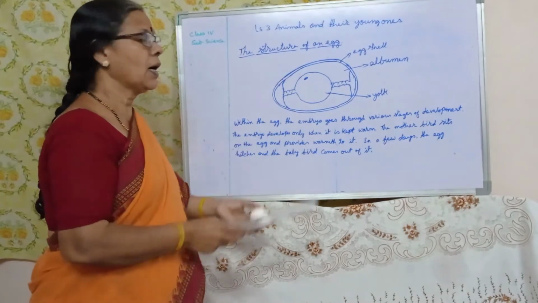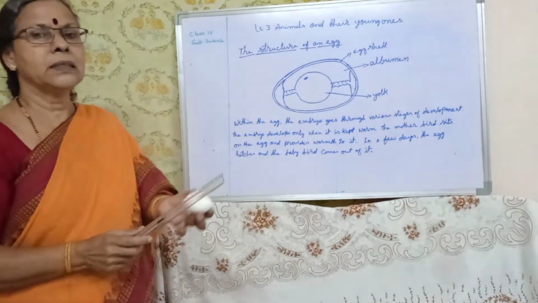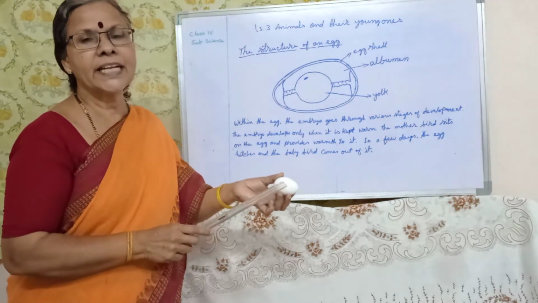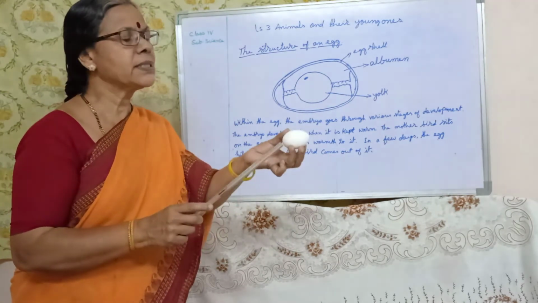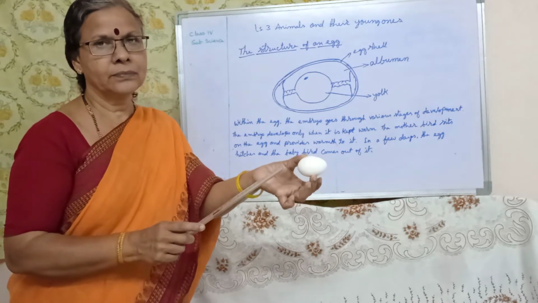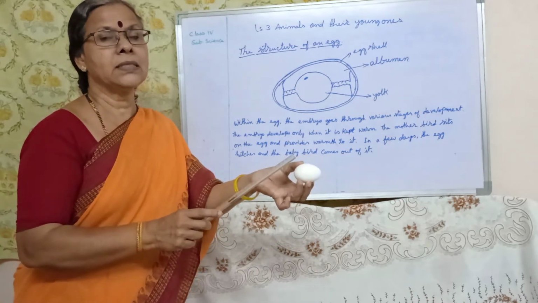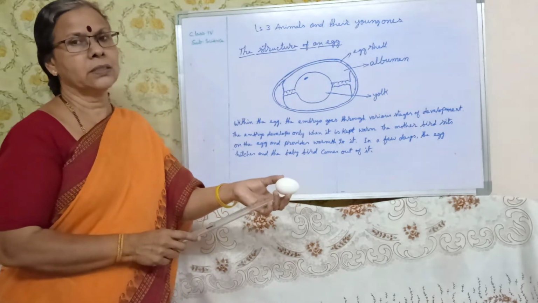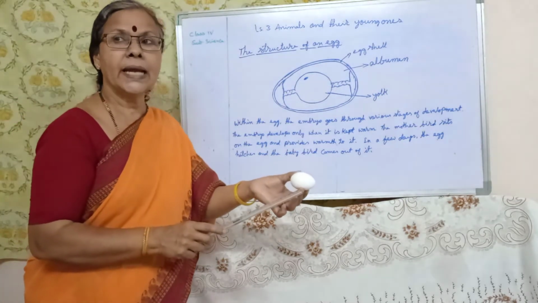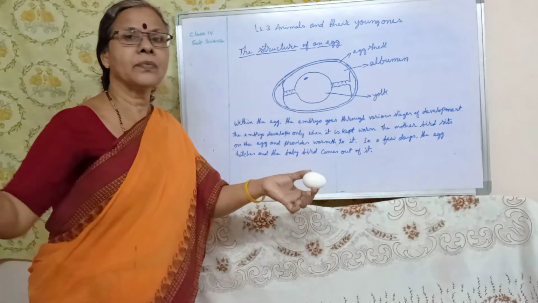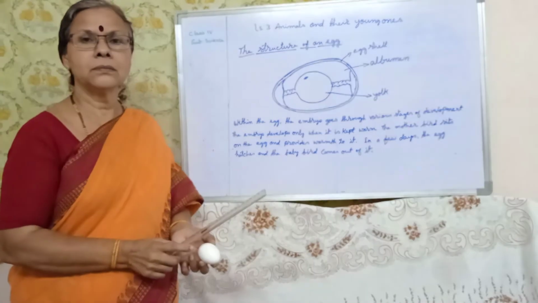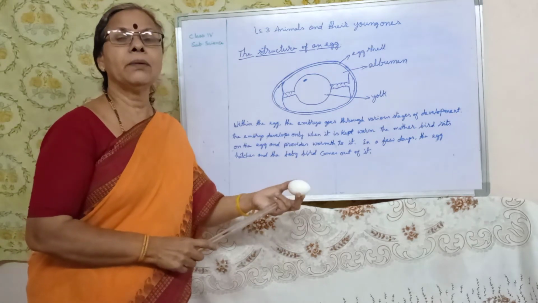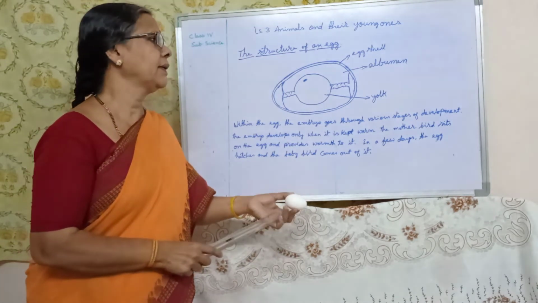And now, how many days does it take to develop inside the egg? It takes 20 to 21 days. This is the hen's egg. Different animals, when they lay eggs, the duration is also different. So for the hen's egg, it will be 20 to 21 days.